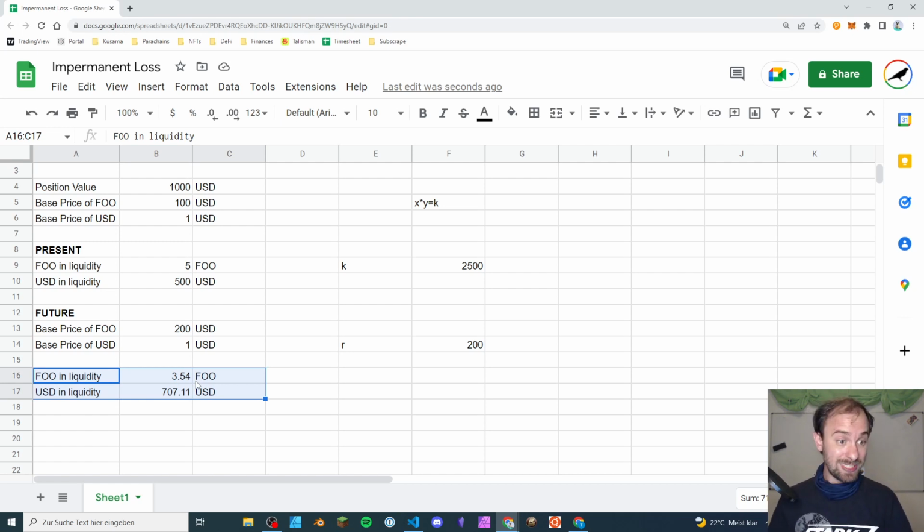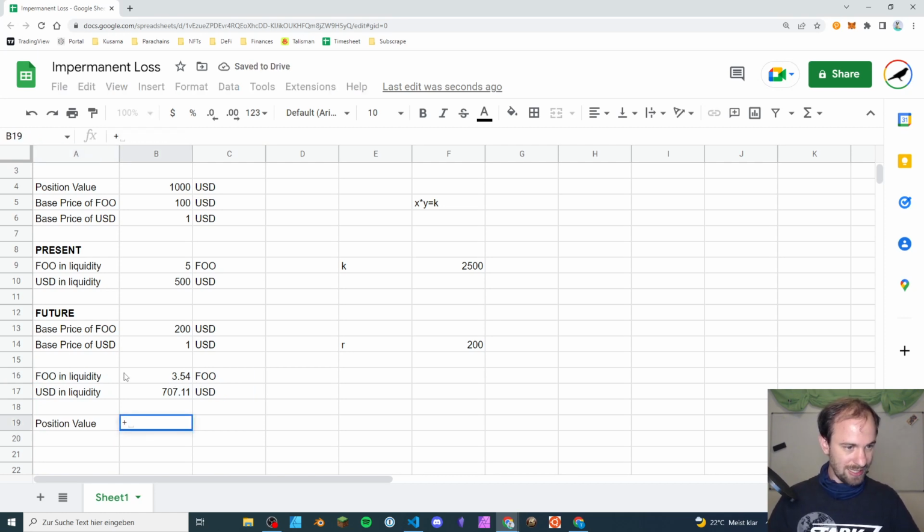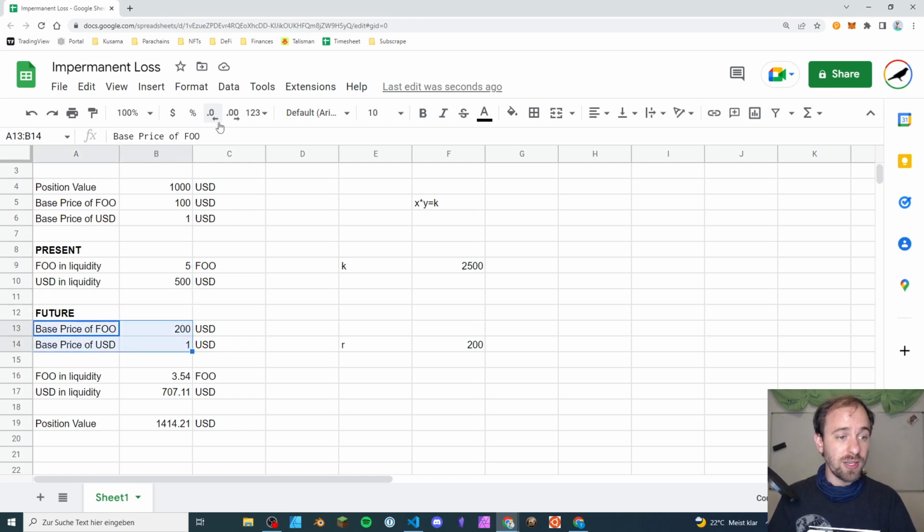Okay, and now it's very simple. We can determine the position value of this thing. This is the position value. What we can do here is very simple. We say the number of foo tokens times the value of foo, plus the number of dollars times the value of the dollar. And what we arrive at is a value of 1,414 USD. So, assuming that you initially had a position size of $1,000 at this composition, and one token, the foo token, went up in value 2 times, what you will arrive at is a situation where the value of your position is $1,414. Okay, fair enough. But what does it mean?